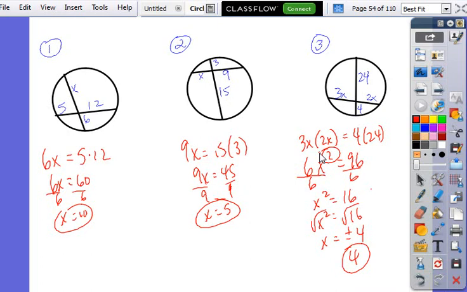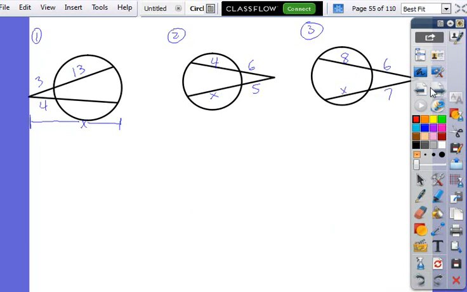All right, what does the rule say on these? Multiply the outer by the inner. Outside times the whole. What do you think people mess up the most on this? They do 3 times 13, and that's not what it is. It's 3 times 16. Outside is 3. The whole thing is 16.